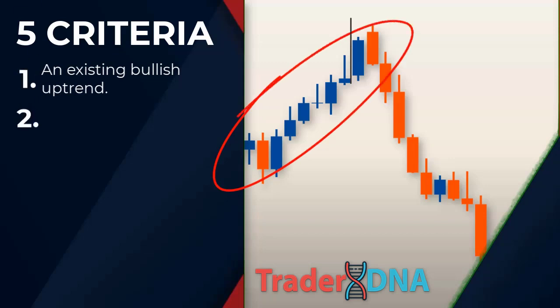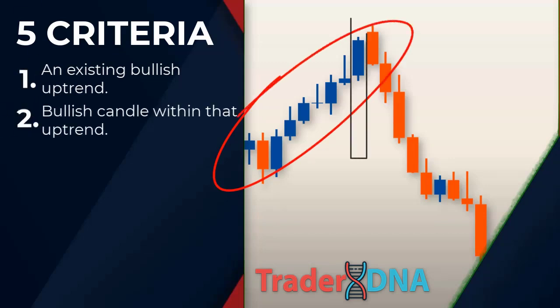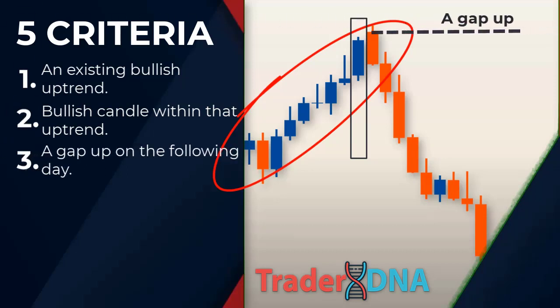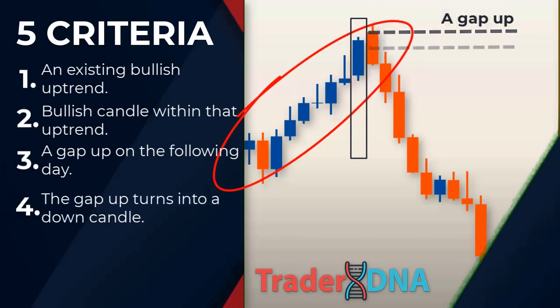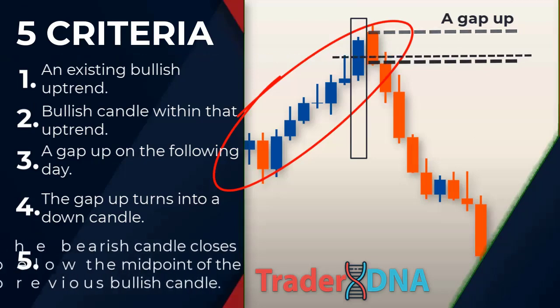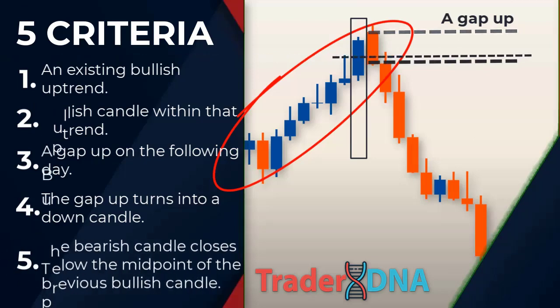Second, an up or bullish candle within that uptrend. Third, a gap up on the following day. Fourth, the gap up turns into a down or bearish candle. Fifth, the bearish candle closes below the midpoint of the previous bullish candle.